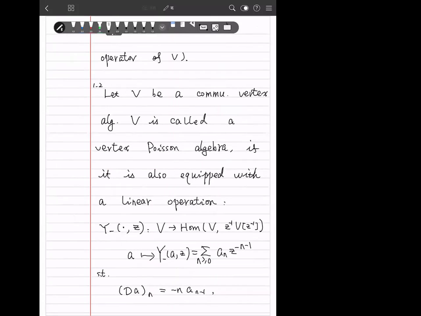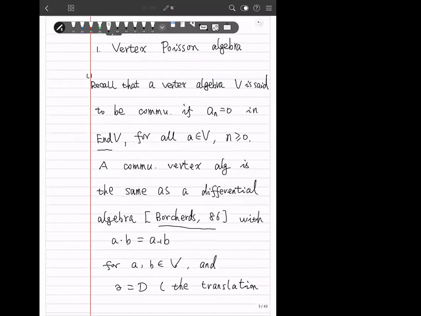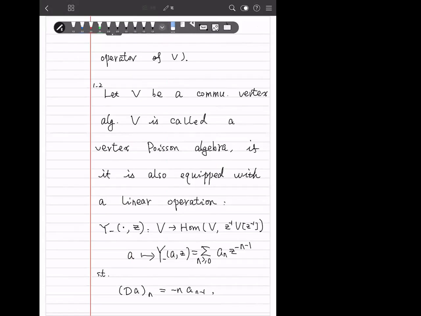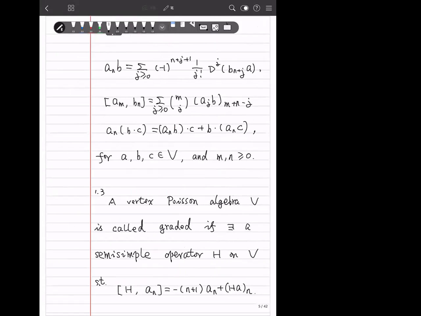Now let V be a commutative vertex algebra. V is called a vertex Poisson algebra, or Poisson vertex algebra, I don't know which one is the correct term, if it is also equipped with a linear operation like this. I'm sorry, I forgot to get the reference. So with this linear operation, if we expand it in this way, this operator satisfies the following formulas.